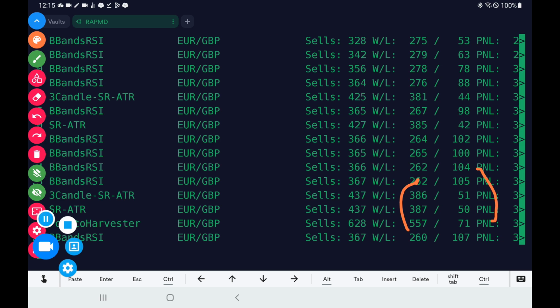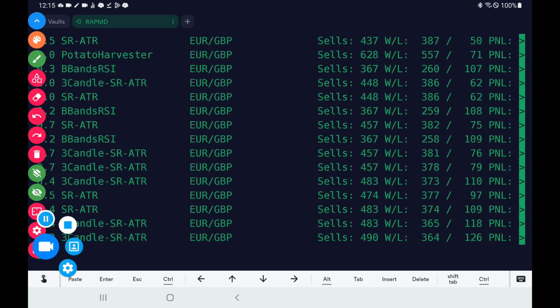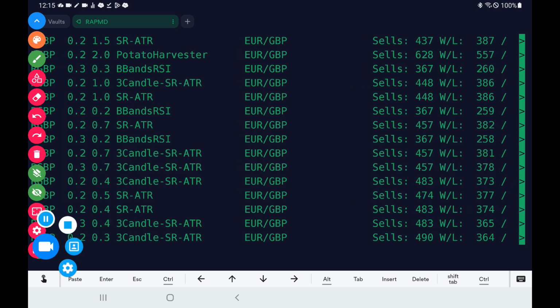Exceptionally done. The one below it, potato harvester, 557 to 71. That's roughly a 5-to-1 win rate to loss rate. So as we continue, we can clearly see a very strong pattern. Let's bring up the take profit, stop losses, and as we watch this column, or I should say columns, the take profit, stop losses are consistently negative risk to reward. Consistently, the take profit is less than the stop loss.